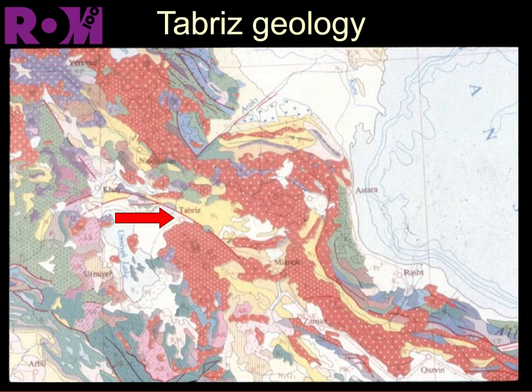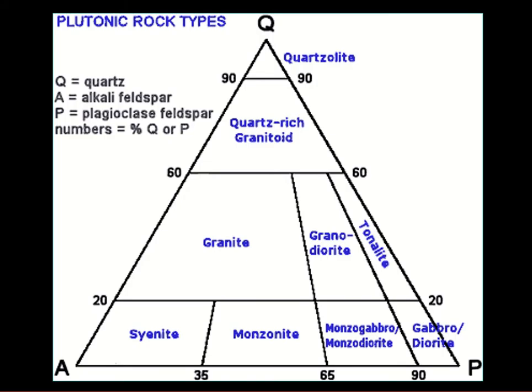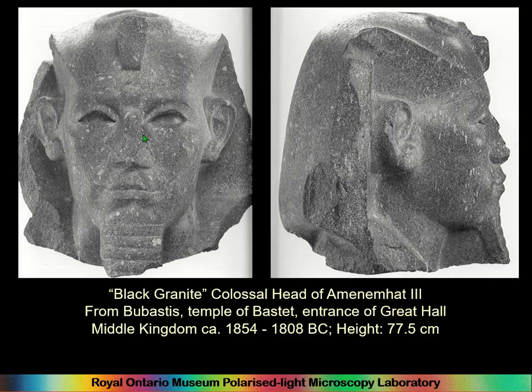So here we have, in the granitic rocks, over here, the intermediate tonalites, granodiorites, gabbro-diorites, things like this. And this is one of those.